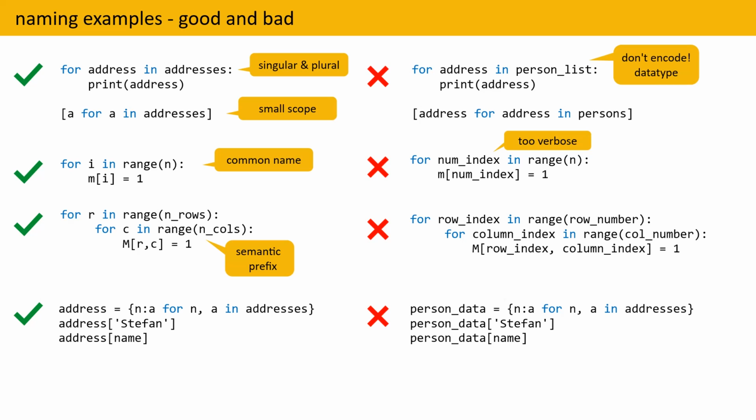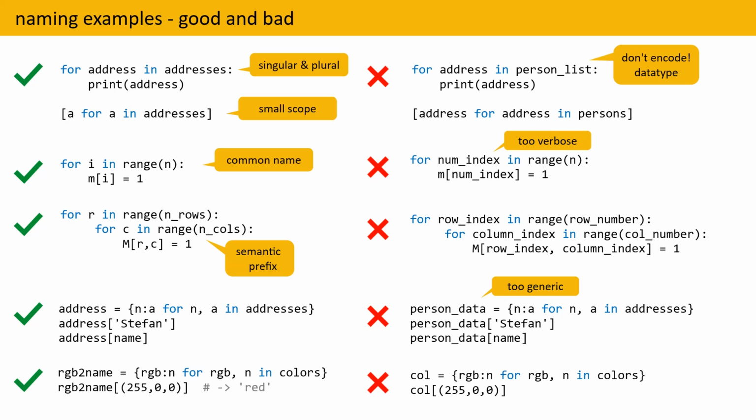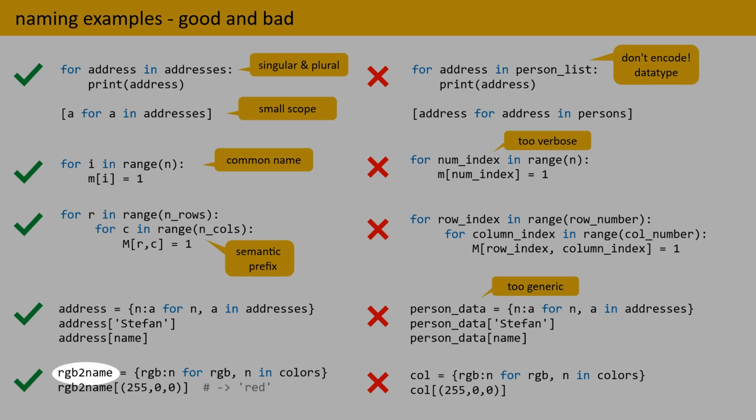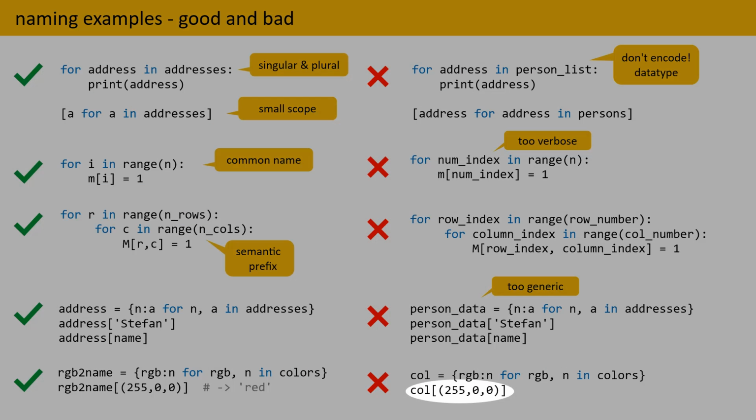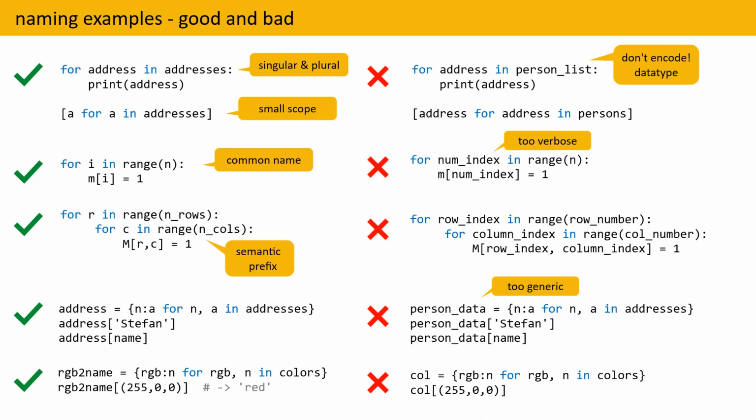In general, names such as data or items do not convey any useful information and are better avoided, even as parts of names. Sometimes it is necessary to further clarify the mapping by explicitly stating what is mapped to what. Here, RGB codes to color names. Calling col or name for a tuple of numbers is not sufficiently clear.